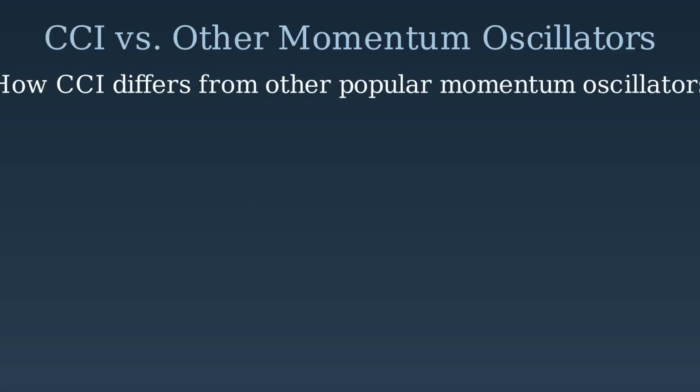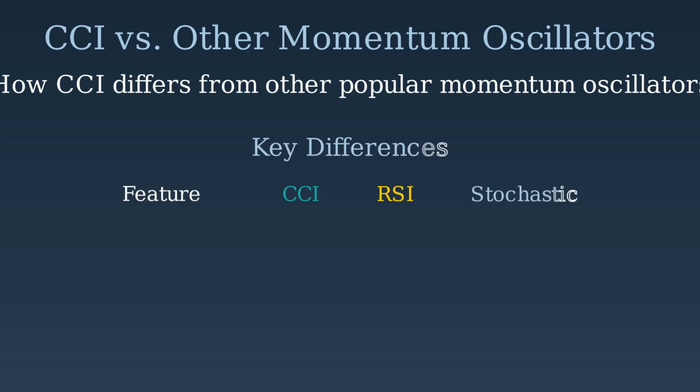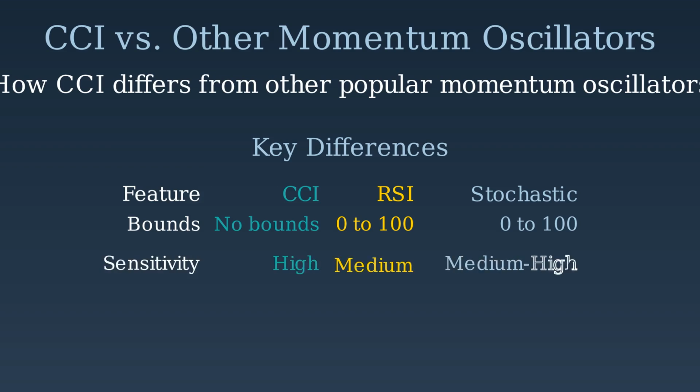The commodity channel index differs from other momentum oscillators in several key ways. Let's compare CCI with two popular oscillators, Relative Strength Index, or RSI, and the stochastic oscillator. One major difference is that CCI has no upper or lower bounds, while RSI and stochastic are bounded from 0 to 100. CCI is also more sensitive to price changes due to its mathematical formula, which uses mean deviation.